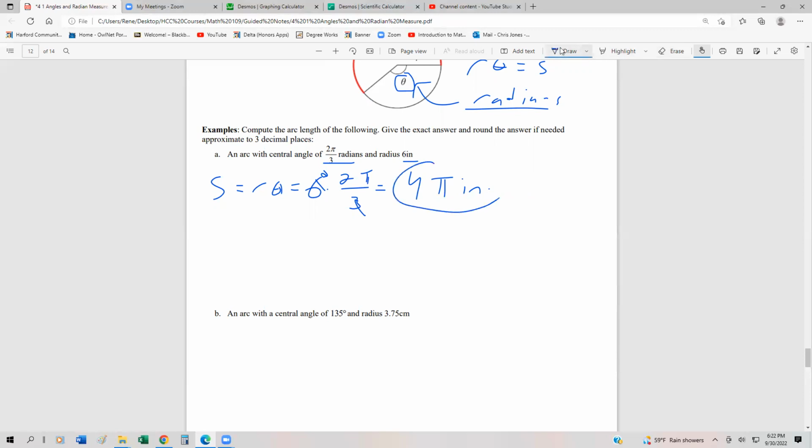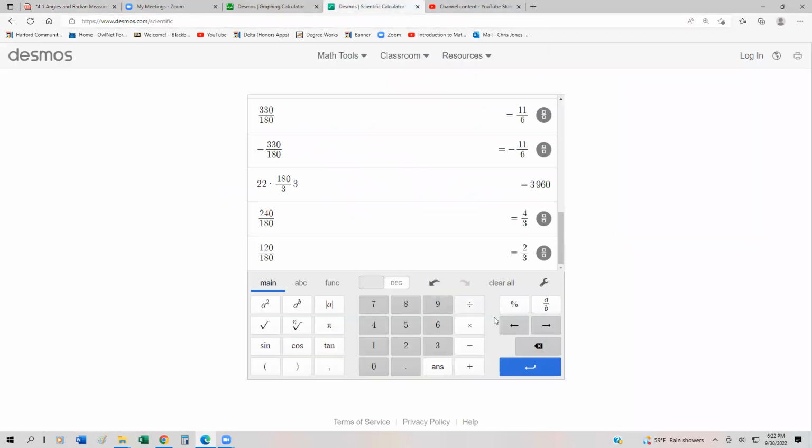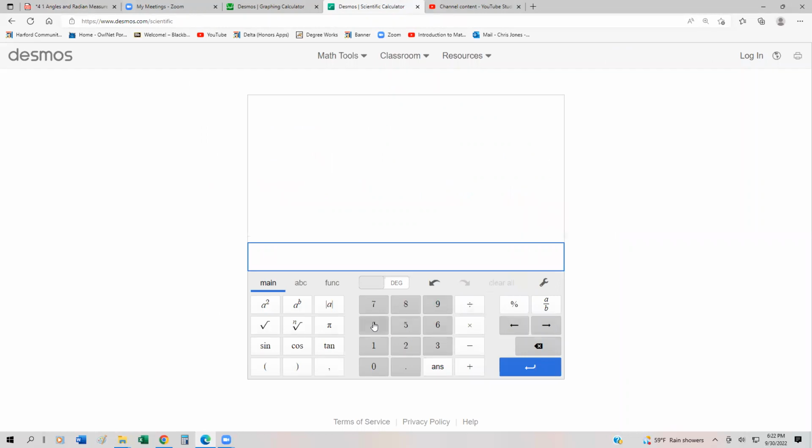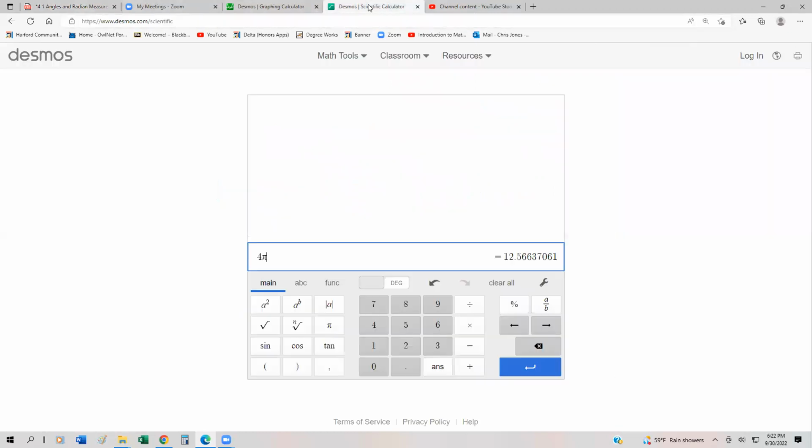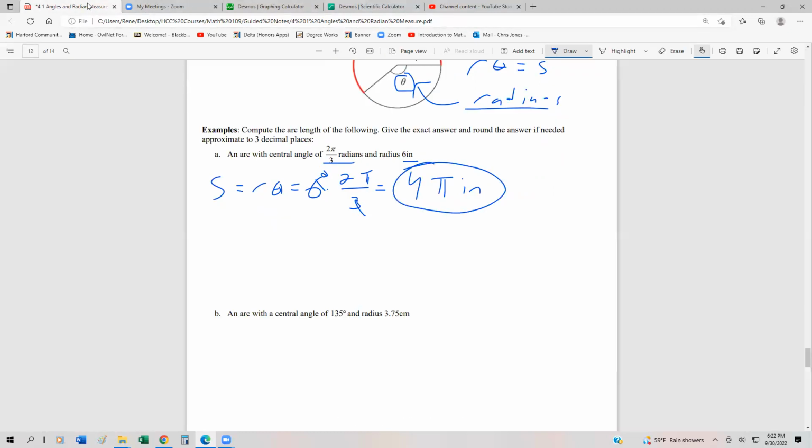Now, of course, that's our exact answer. And so the last thing we want to do is approximate that. So we just go into our scientific calculator, take 4 pi, and that gives us 12.566. I think it said 3 decimal places. So that would be approximately 12.566 inches. That probably means a little bit more to us than 4 pi inches.